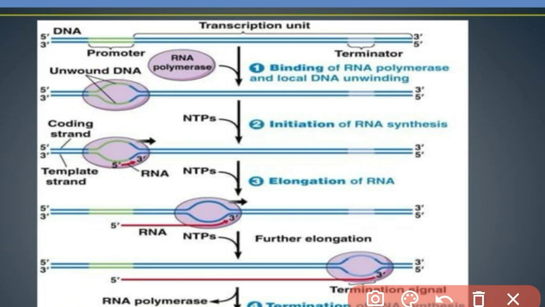After elongation, or formation of a long RNA molecule, there are some termination signals present in the DNA template, so that the RNA polymerase falls off and stalls the transcription process, and from that the newly formed transcript is released.